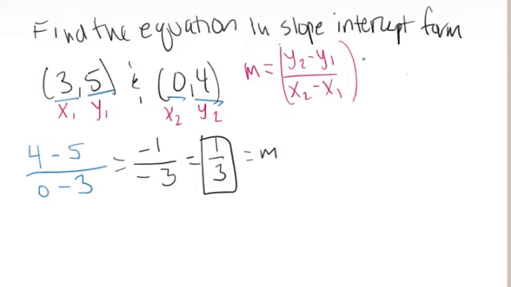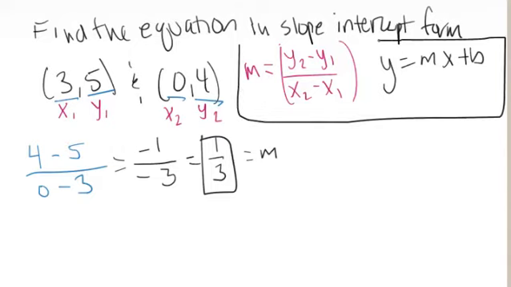Well, if I have my equation in slope-intercept form, I'm still missing my y-intercept, okay? So these are my 2 formulas, slope formula and slope-intercept form, but I'm still missing it. So if I had it, I'd have y equals 1/3 x plus b. I don't know what b is.